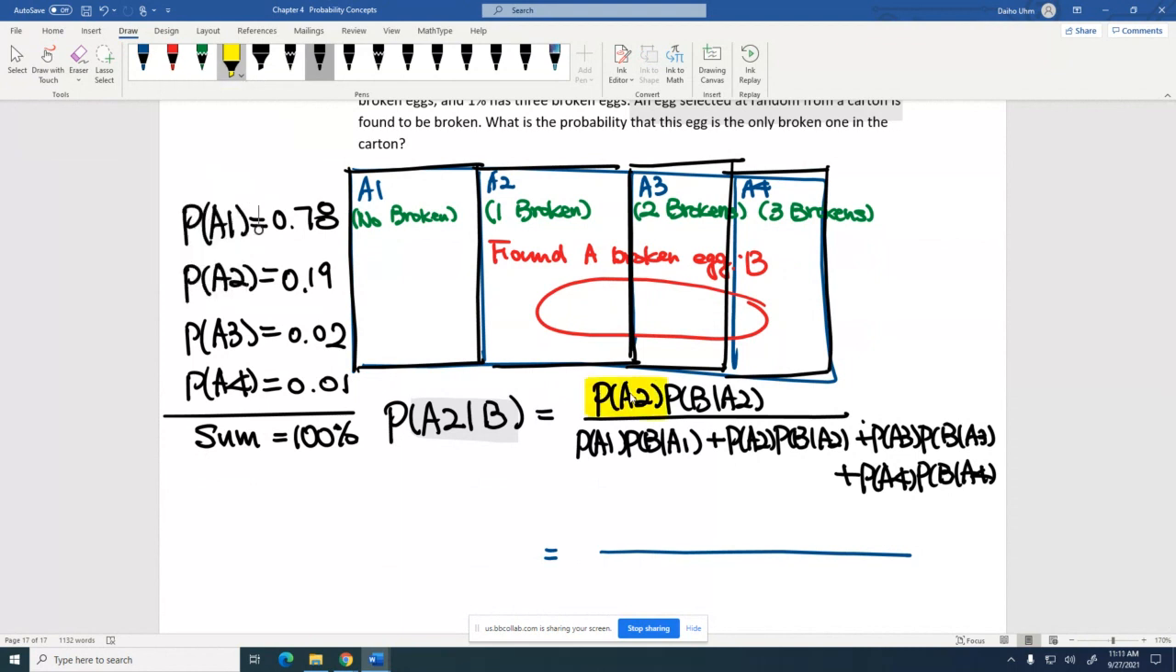First of all, can you give me the probability of A2? I picked the case which had only one broken egg. What was the chance? In the refrigerator, we knew 19% of them already had one broken egg. The probability of A2 will be 0.19.